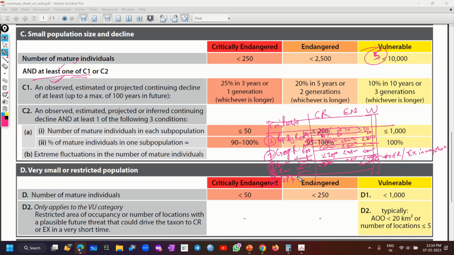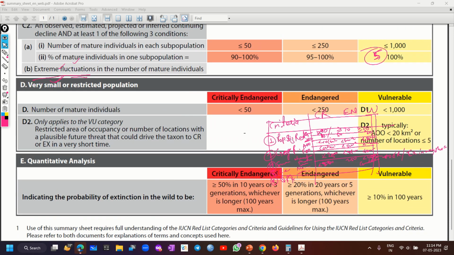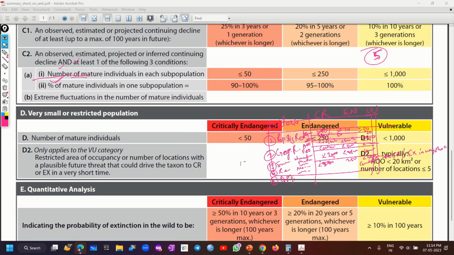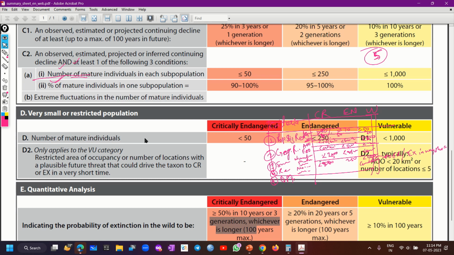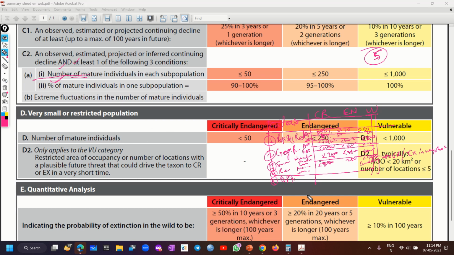And the last is the quantitative analysis. It will be very easy to understand and remember. Less than 50% in 10 years or 3 generations, less than 20% in 20 years or 5 generations, less than or equal to 10% in 100 years. So this is the complete table, and you can write the answer in this way. This is the basic thing.